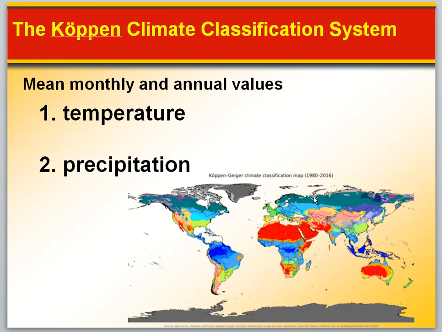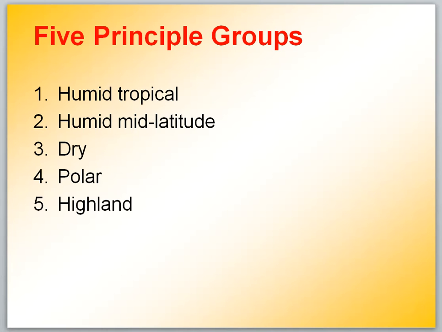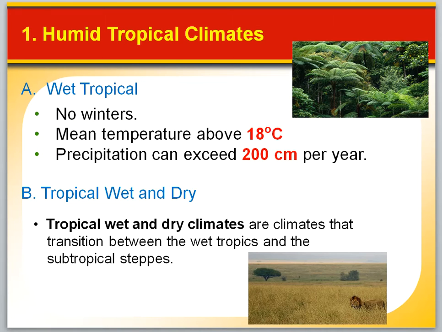And if you look at a Köppen classification map, you'll see that there are many different types of climates represented throughout the world. We're just going to look at the five major classifications. Those principal groups are humid tropical, humid mid-latitude, dry, polar, and highland climates. So the first is the humid tropical climates.